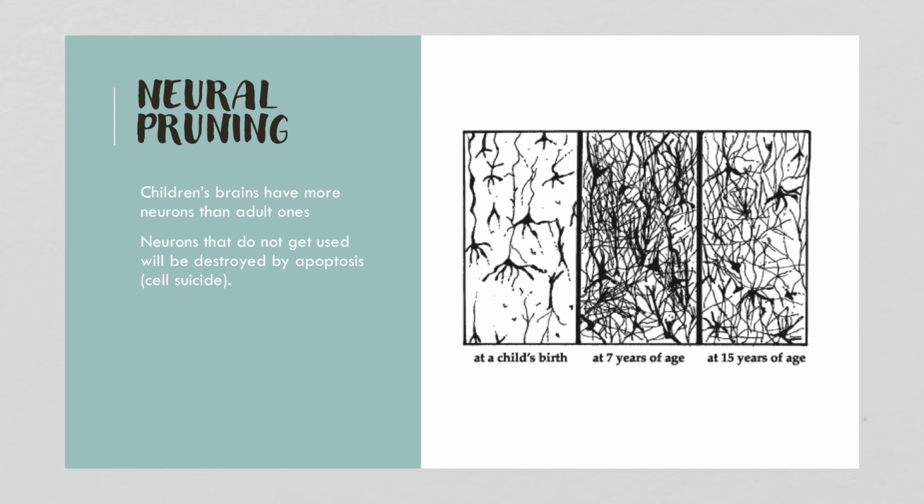So the neurons that aren't getting used get pruned away, like you're trimming a tree. And that will allow for the remaining neurons to form lots of synapses with one another, because there'll be room to do so.